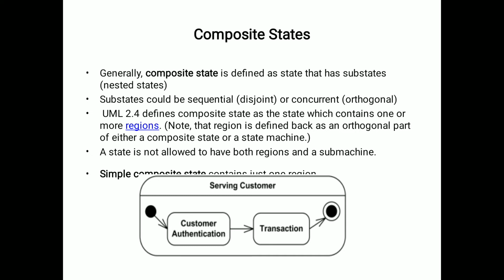Composite state. Generally, composite state is defined as a state that has substates or nested states. Substates could be sequential or concurrent. UML 2.0 denotes composite state as the state which contains one or more regions. A state is not allowed to have both region and submachine. Now see, this is a simple composite state in which customer authentication and transaction are the substates. Those are explained properly. So here are their start and end states also.